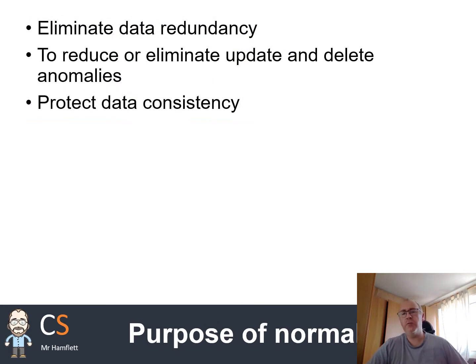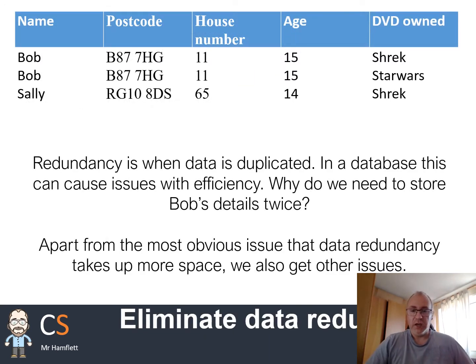So the purpose of normalization is threefold. The first one is to eliminate data redundancy, then to reduce or eliminate update and delete anomalies, and finally to protect data consistency. Now let's go through those 3 ideas, what they actually mean and why it is so important. Data redundancy is a big problem for a database.